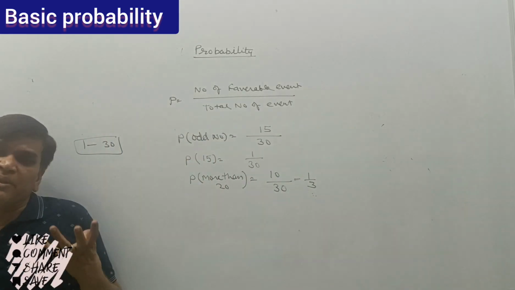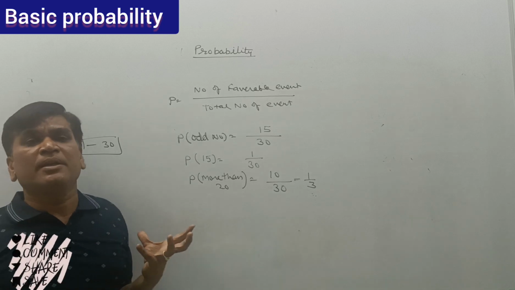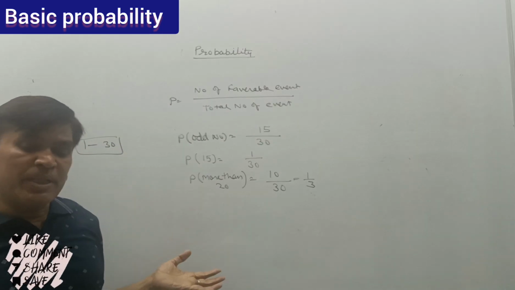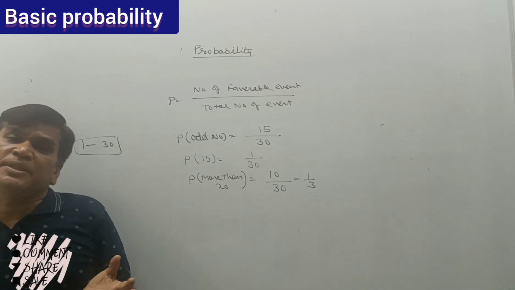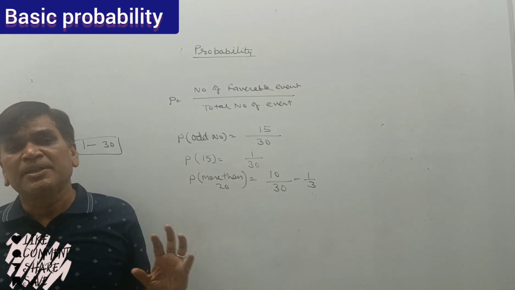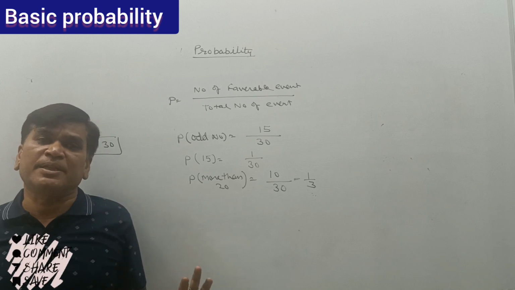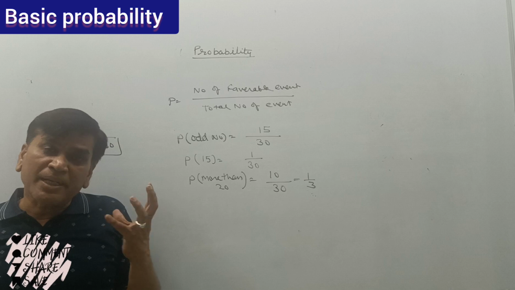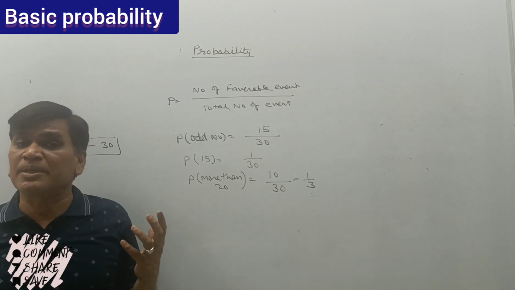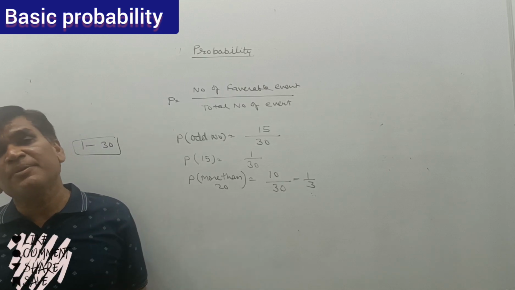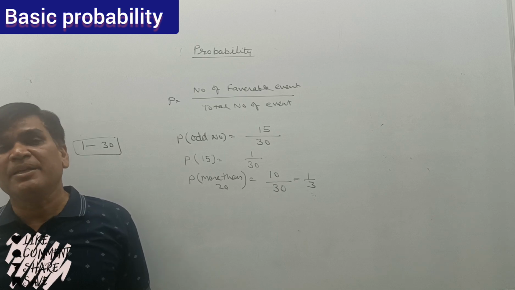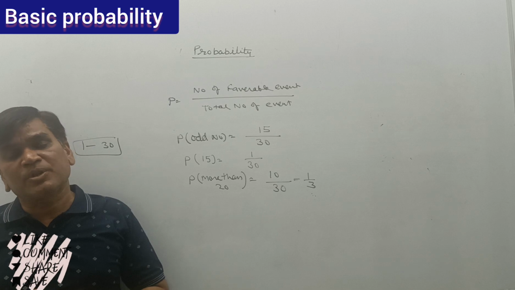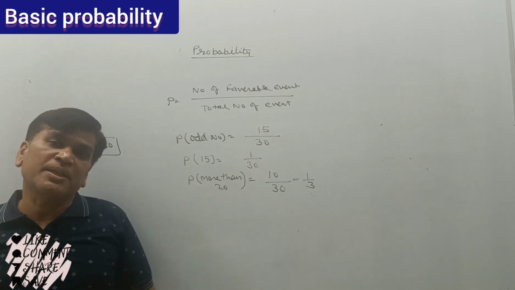So probability is very easy. We just have to think about what our total number is and what the number of favorable elements is. In this manner, with any kind of probability problem, you can calculate it. I think with this video you have learned the basics of probability. Just keep in mind the number of favorable events and the total number of events, then you can easily calculate the probability.